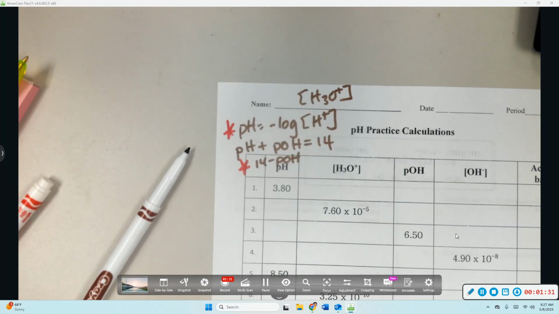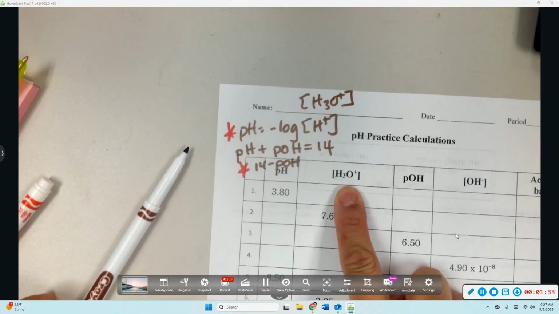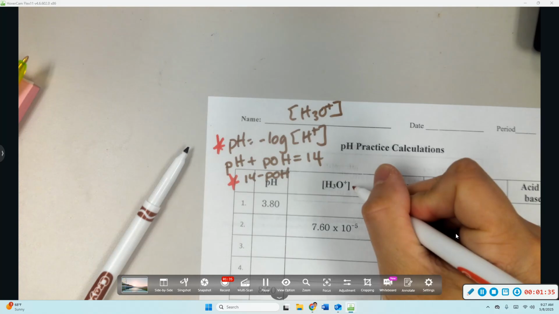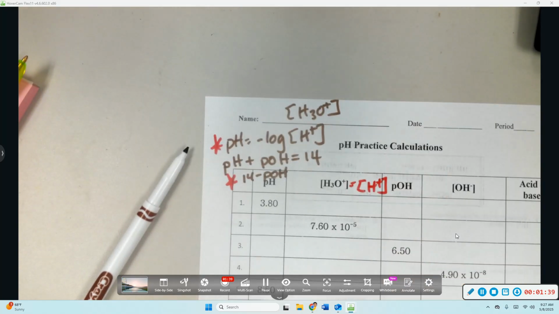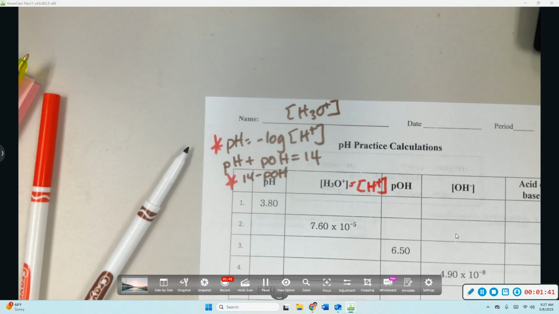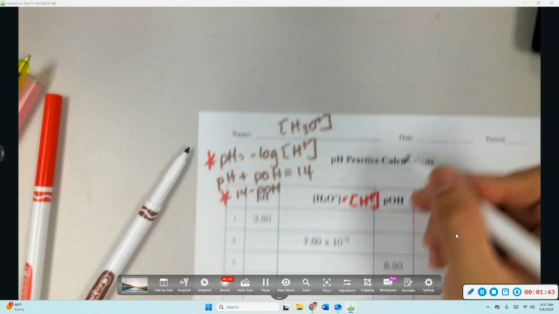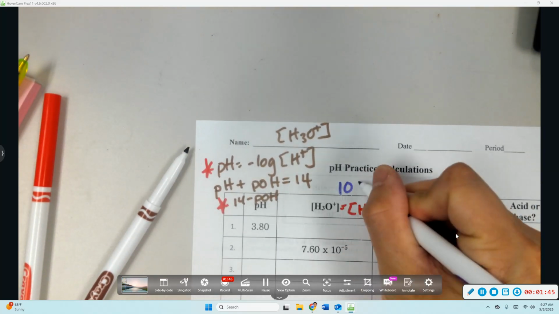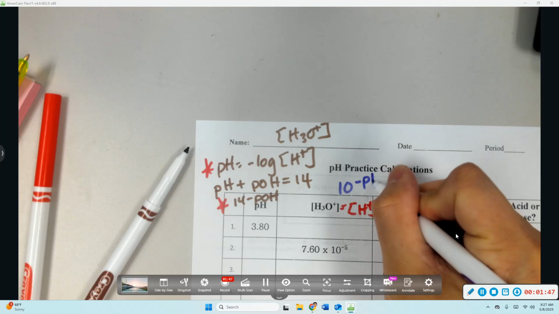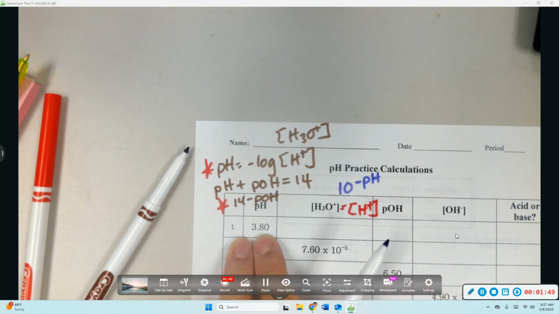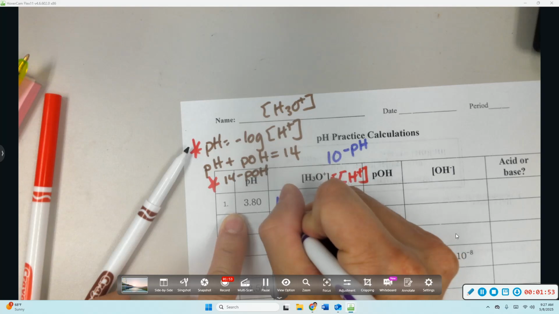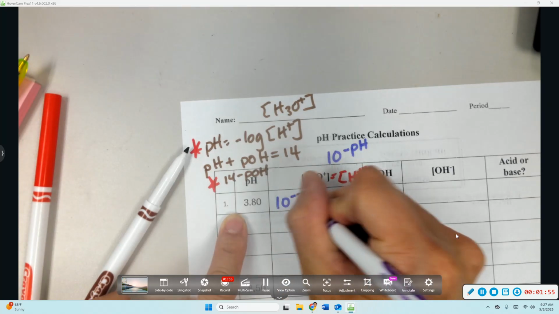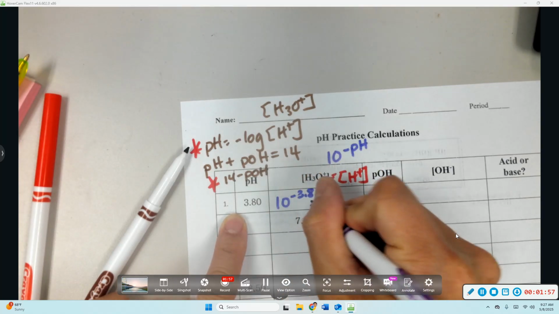Okay. H3O concentration is the same as H plus. Remember, it's the same as H plus. And to get that one, you will take the antilog, the reverse. The antilog is just 10 raised to the power of negative pH. Whatever the pH is, in this case 3.8 here, so you just write 10 exponent negative 3.8 and you'll get your answer.